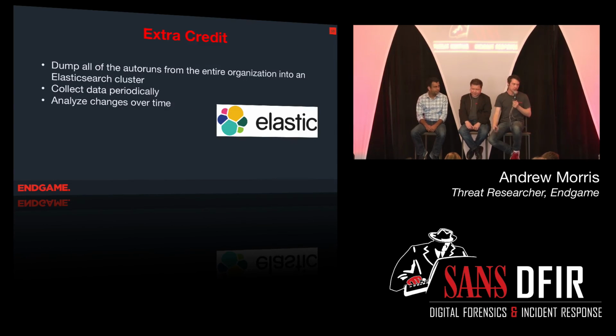And extra credit from some of the stuff I was talking about. You can do this with any number of technologies, but just pretend that there's a slide here with the Elasticsearch logo. Extra credit: take all of the auto runs that you have over time, dump them into something like an Elasticsearch cluster or a database, and look at how they evolve over time. This gives you the ability to go back and say, did I ever have this particular item in an auto run? Or when did this change happen in my environment? And that's extra credit for hunting on the host.